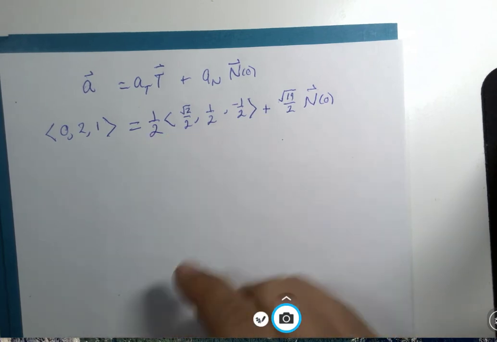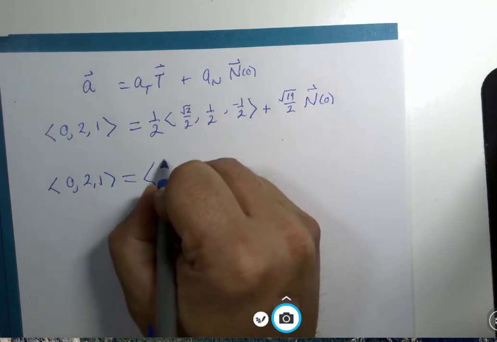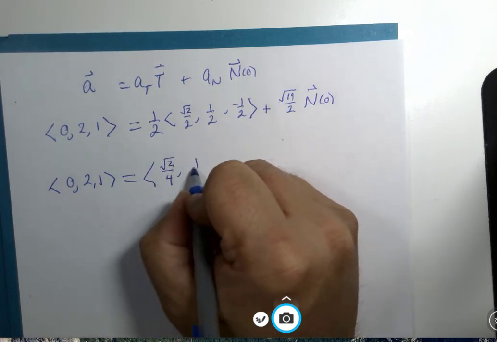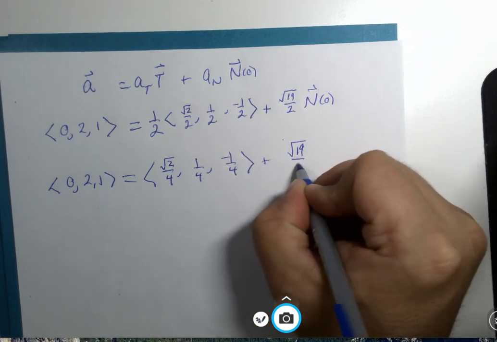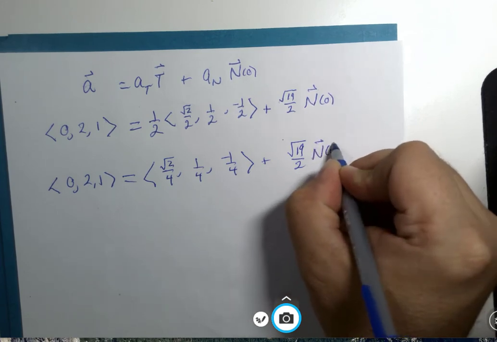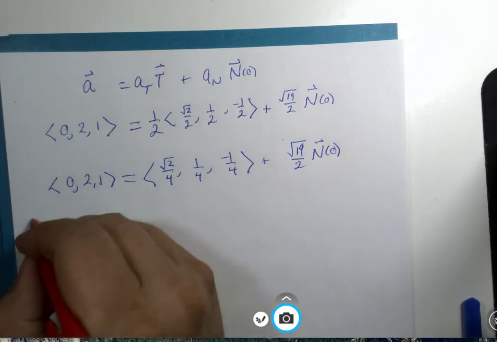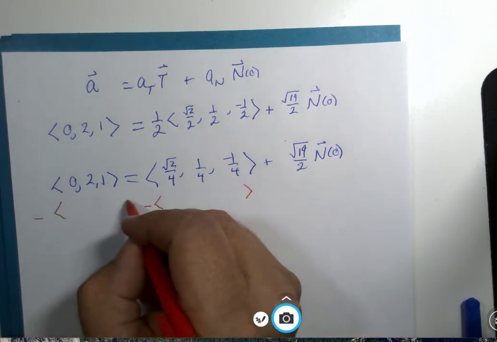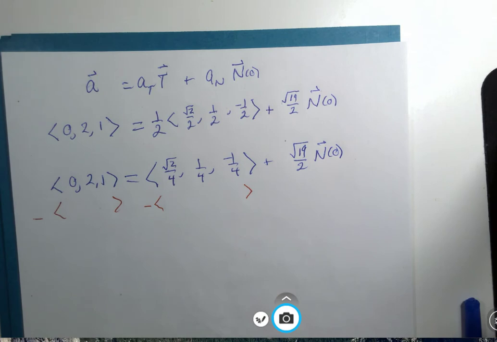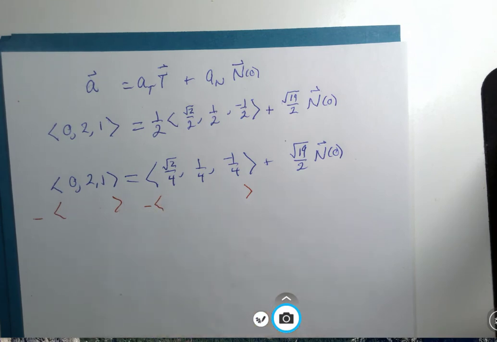First, I'm going to distribute. 0, 2, 1, equals root 2 over 4, 1 over 4, negative 1 over 4, plus root 19 over 2 multiplied by our target, the principal unit normal vector. I'm going to subtract this vector from both sides. It's algebra, folks. Adding and subtracting vectors. You just add or subtract their matching components. No problem.